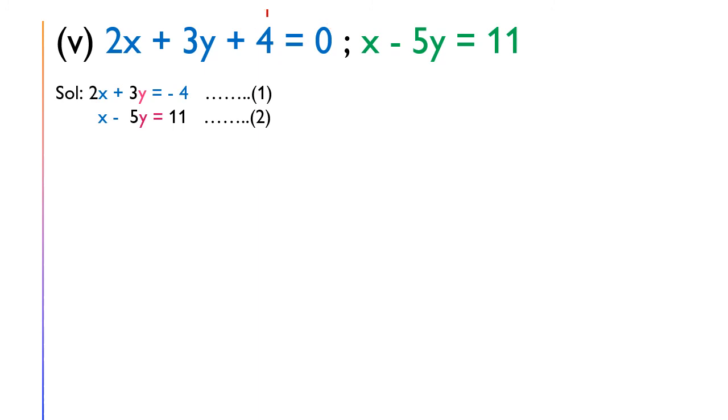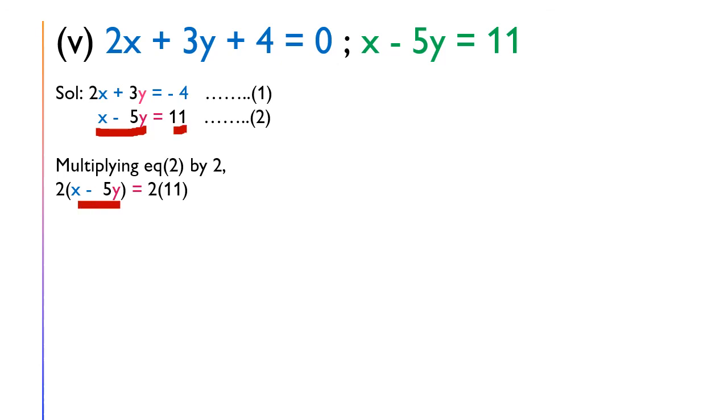So here, observe carefully, we can change the x of the second equation. So multiplying equation 2 by 2, we get, I've multiplied the entire equation here. Whenever we multiply, we write down 2 and we multiply this entire thing inside the bracket. So 2 into x gives you 2x, 2 into 5y gives you 10y, and 2 into 11 gives us 22.